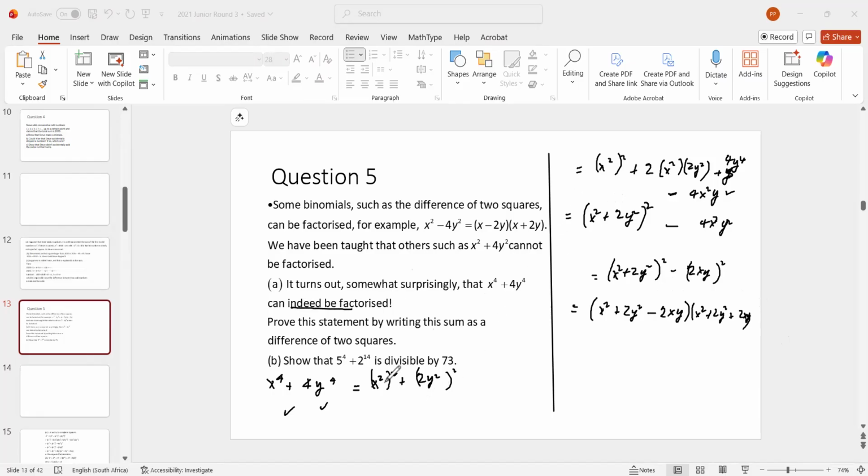So you see on the left-hand side, I've got x to the fourth plus 4y to the fourth. On the right-hand side, I've got a factorization of it. Right? Product of two numbers. So we have proved that it can always be factorized. And then the last part of this is to show that 5 to the power of 4 times 2 to the power of 14 is divisible by 73. No calculators allowed.